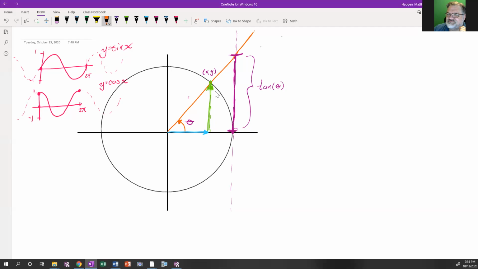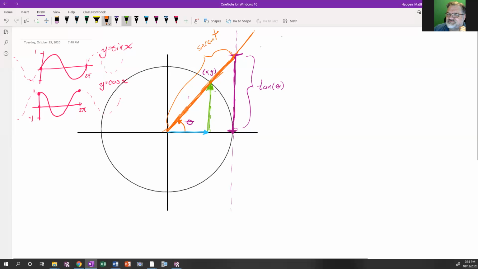Similarly, this length here, this orange length up until that point, that orange length is the physical representation of the secant value. The secant of that value. Secant comes from the Latin to cut. It's the line, or the ray, that cuts through the circle. So it's that length up into where it hits that.